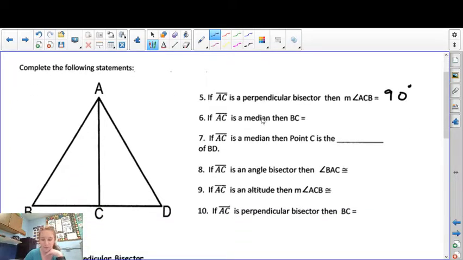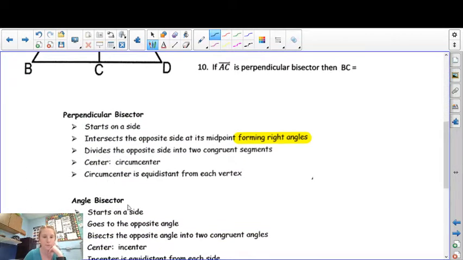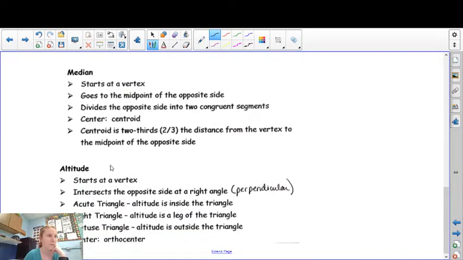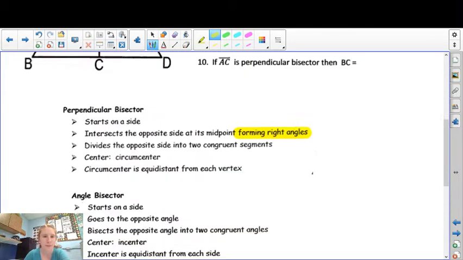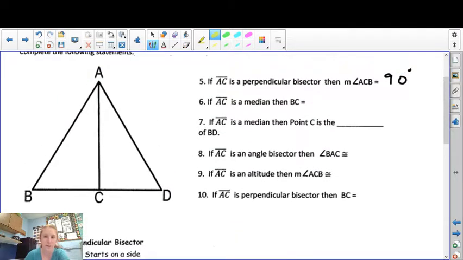Okay, if AC is a median, then BC is equal to what? Median starts at a vertex, goes to the midpoint, divides the opposite side into two congruent segments. So, if it's the median, then BC is equal to CD. I'm sorry, DC. I need to keep my letters in order.